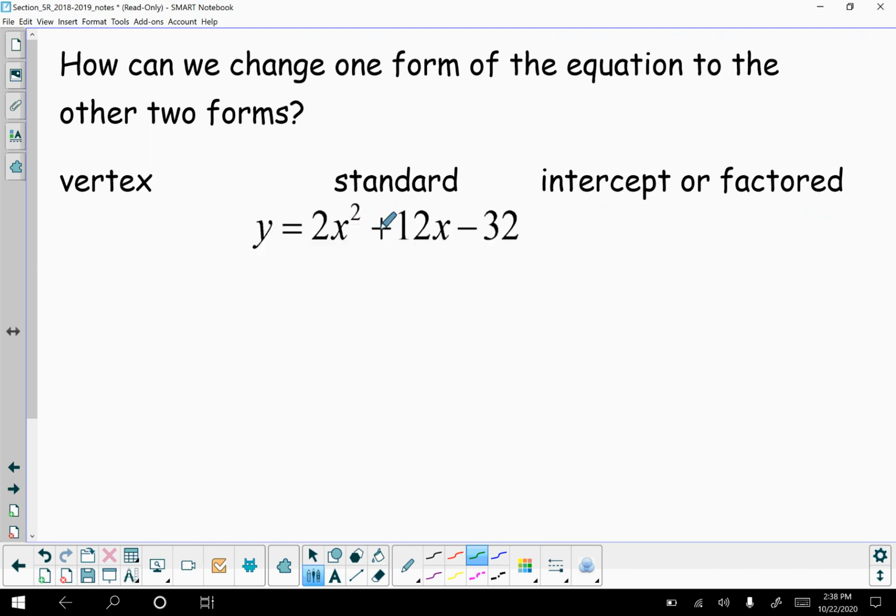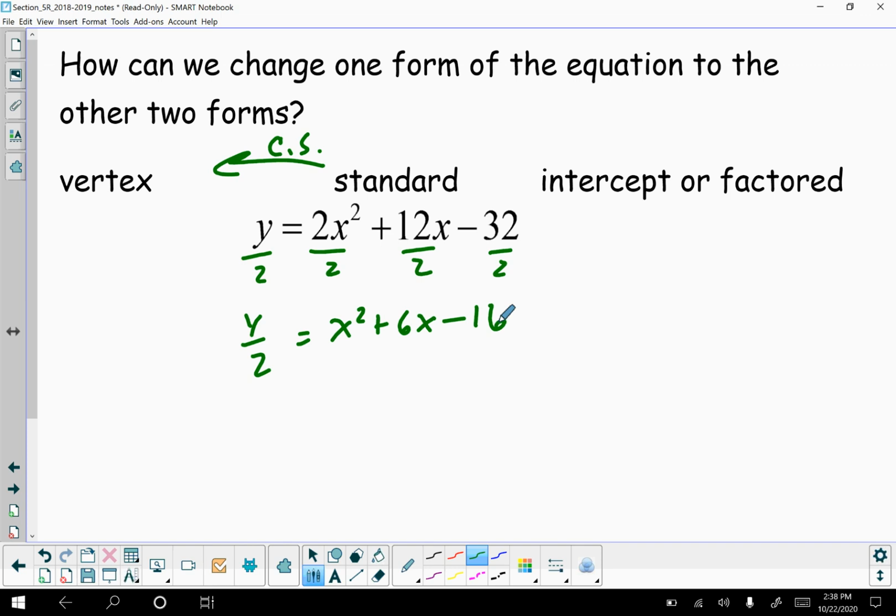All right, so it's in standard form, and we want to put it in vertex form. To go to vertex form, we have to complete the square. Remember with that, I'm going to divide everything by 2. So I get y over 2 equals x squared plus 6x minus 16. I'm not going to move that 16 over, I'm just going to make a space.